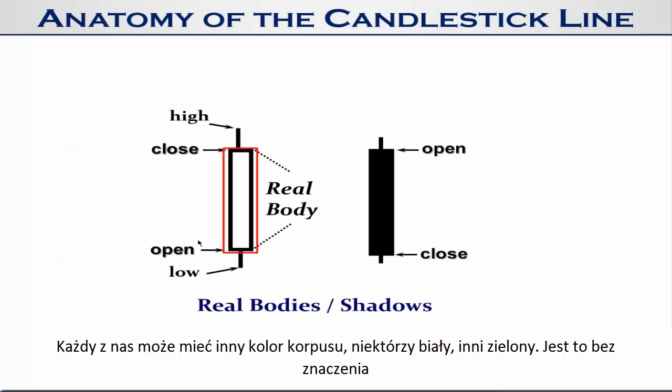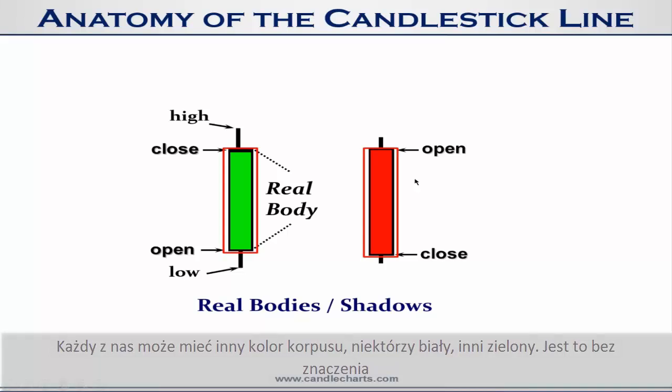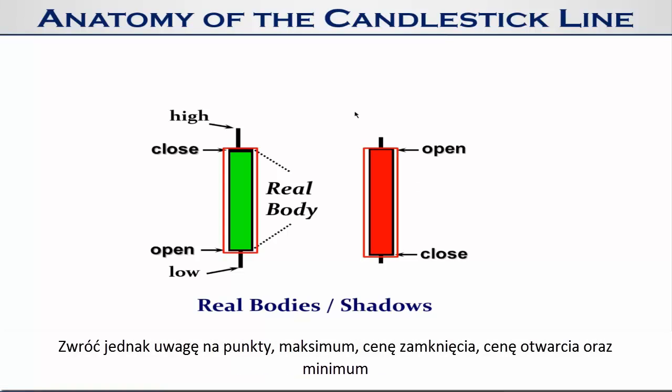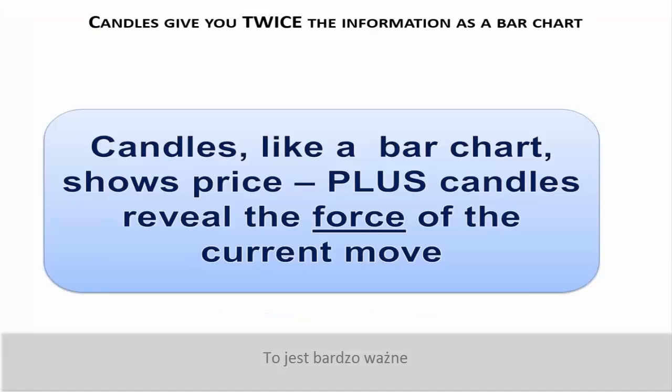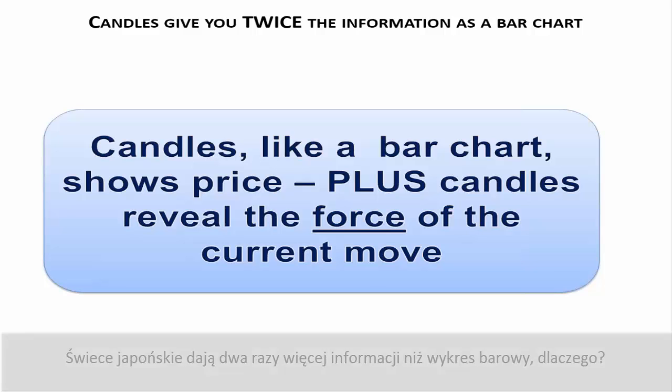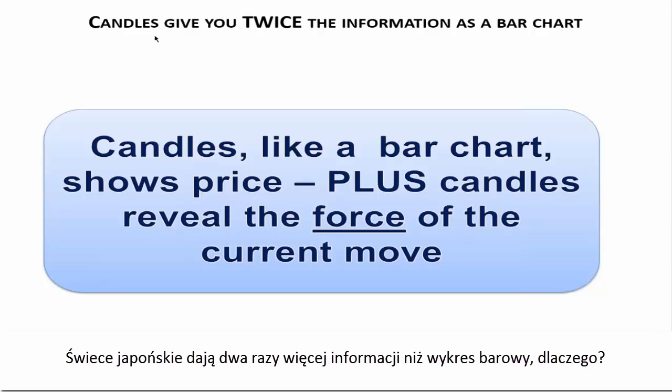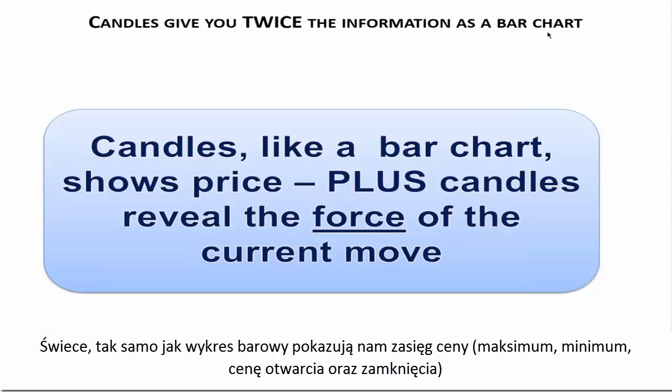Some of you may have a different charting. Instead of a white real body, it might be a green real body for a bullish session, and instead of a black real body, it might be a red real body. Doesn't matter. But what I wanted to highlight is, look at these data points: high, close, open, low. This is really important. As shown on the title here, candlesticks give you twice the information as a bar chart. Why do I say that?